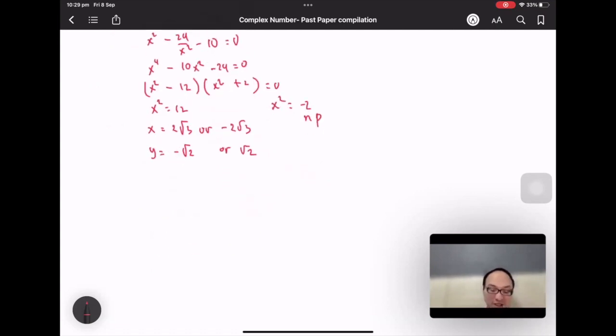So the roots are u equals 2 root 3 minus root 2 i, or u equals minus 2 root 3 plus root 2 i.